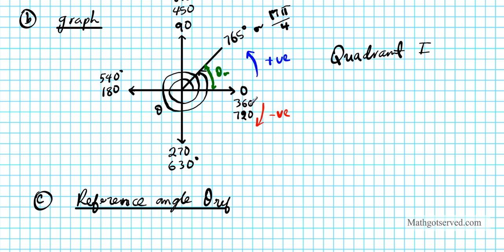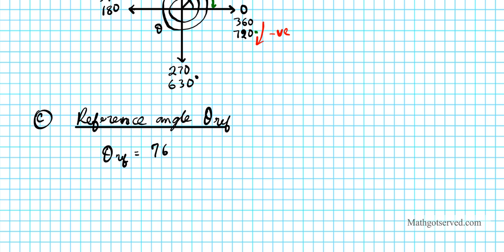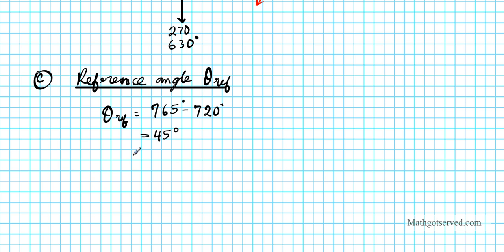All right, so we're going to be looking at 720 and 765. What is the angle of separation between those two, between this and this right there? To get that, theta reference is going to be 765 minus 720. These are degrees. If you subtract these two, you will get 45 degrees. All right, so that's theta reference, the reference angle in degree form.